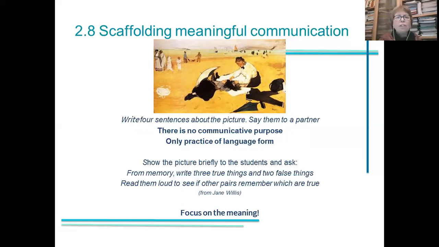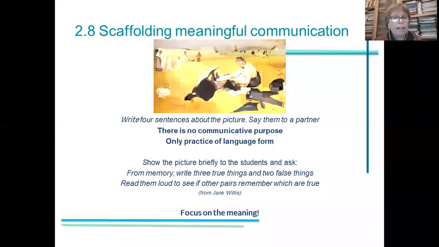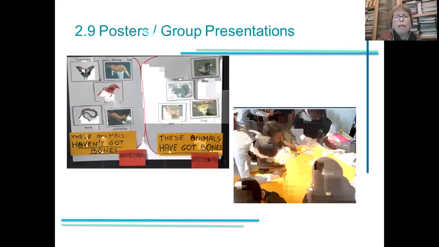In this activity, there is no communicative purpose, only practice of language form. Do we want to make it more thinking and meaningful? The teacher shows the picture very quickly to the students and then takes it away and asks, from memory, write 3 true things and 2 false things about the picture. Then read them aloud to see if other pairs or another classmate remember which ones are true and which ones are false. So in this case, the communication is really meaningful.